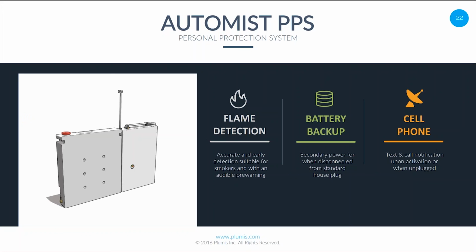So if we look at this technology as an introduction, the Automist PPS is a very interesting setup. It is completely portable. It is completely self-contained. It's easy to install, as we'll see in a little video clip here in a moment. It includes a flame detector, a water supply, and a pump, all in this easy to set up package. Runs off of a standard 110 volt receptacle. Also includes an internal battery backup.